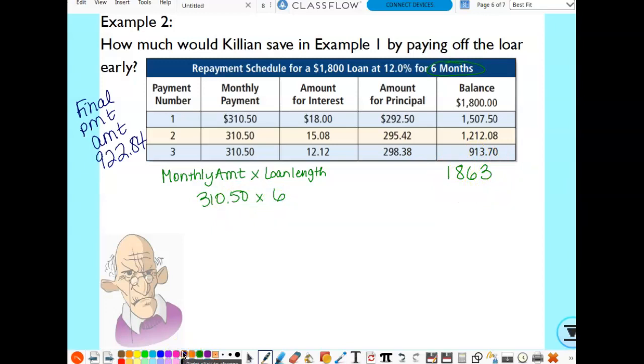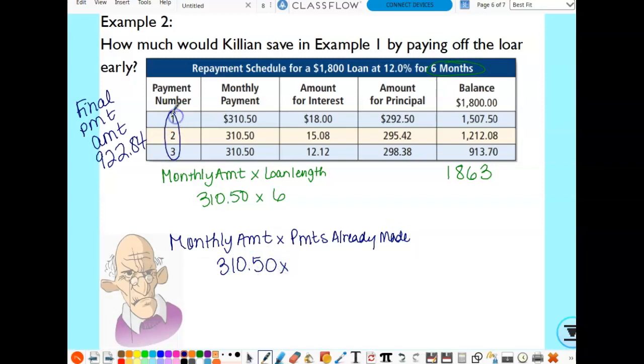But we wanted to pay it off early, so we have to figure out how much we have already paid. So we're going to take the monthly amount and we're going to multiply it times the number of payments already made. Okay, so that's $310.50 again. And we've already made, you can see, 3 of those payments. And that's $931.50.